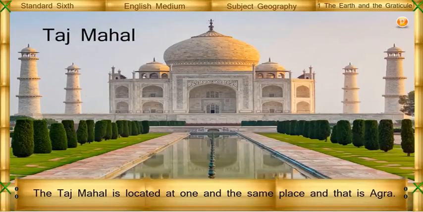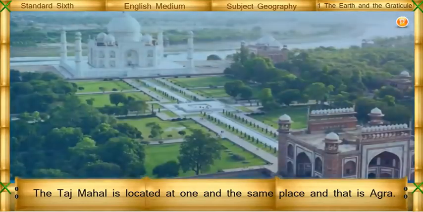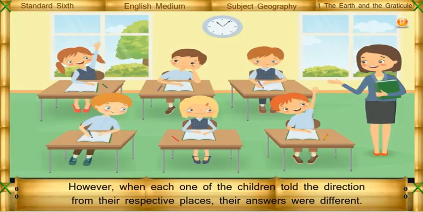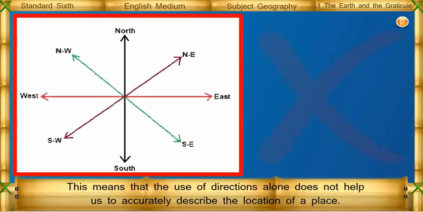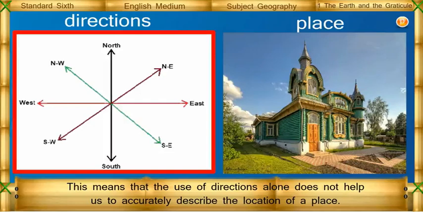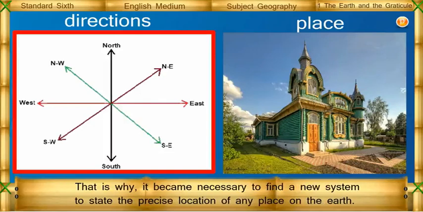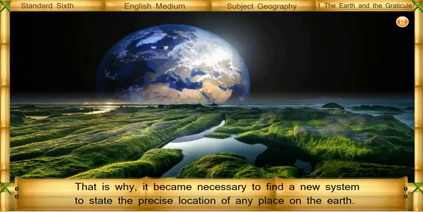The Taj Mahal is located at one and the same place, and that is Agra. However, when each one of the children told the direction from their respective places, their answers were different. This means that the use of directions alone does not help us to accurately describe the location of a place. That is why it became necessary to find a new system to state the precise location of any place on the earth.